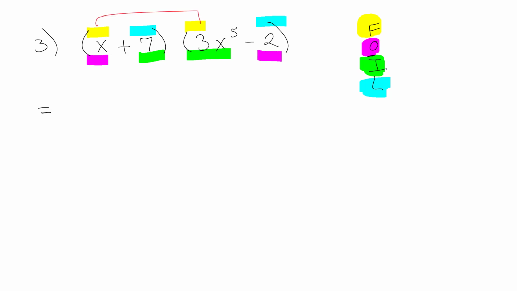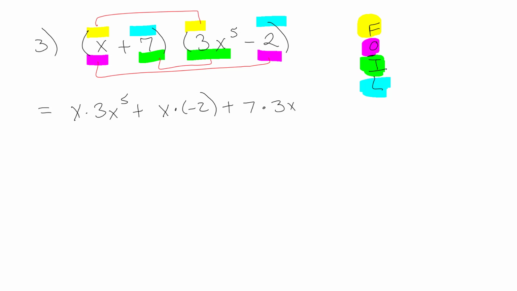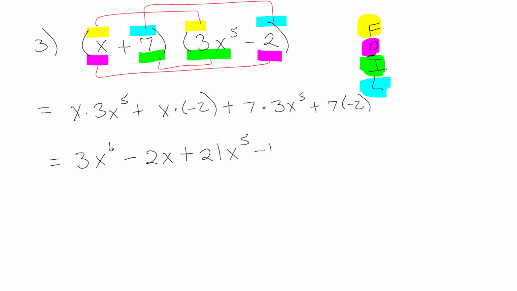So the first two together, I have x times 3x to the fifth, and then I have outer, which is x times a negative 2. Don't lose that negative. And then I have inner, which is going to be 7 times 3x to the fifth. And then I'm going to have last, which is 7 times negative 2. So that's 3x to the 6th, because that's x to the 1st times x to the 5th, 3x to the 6th, minus 2x, plus 21x to the 5th, minus 14.